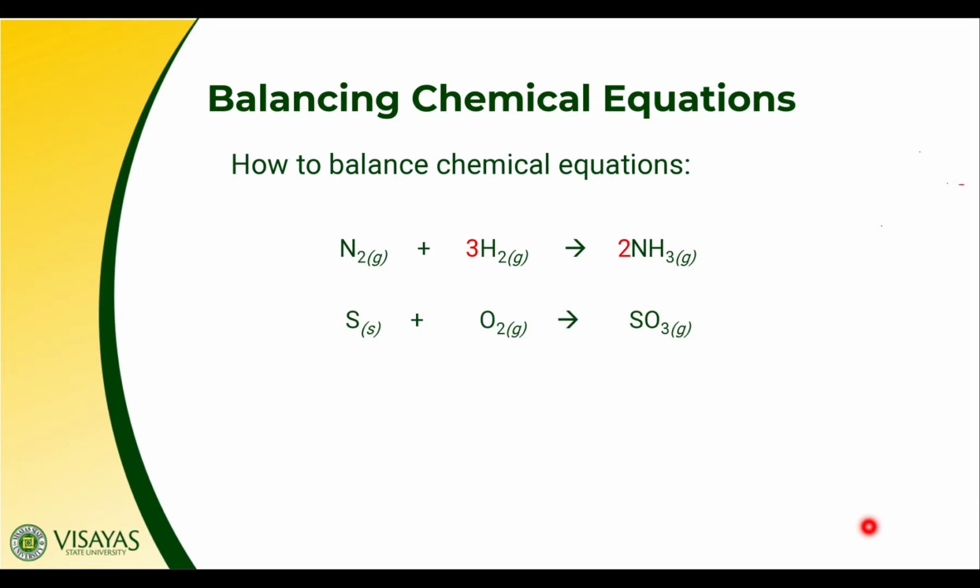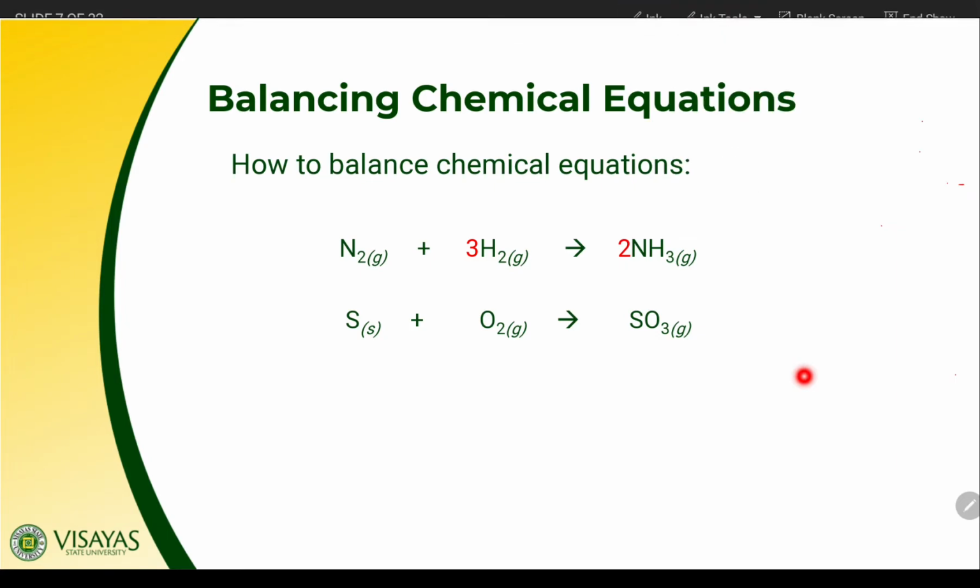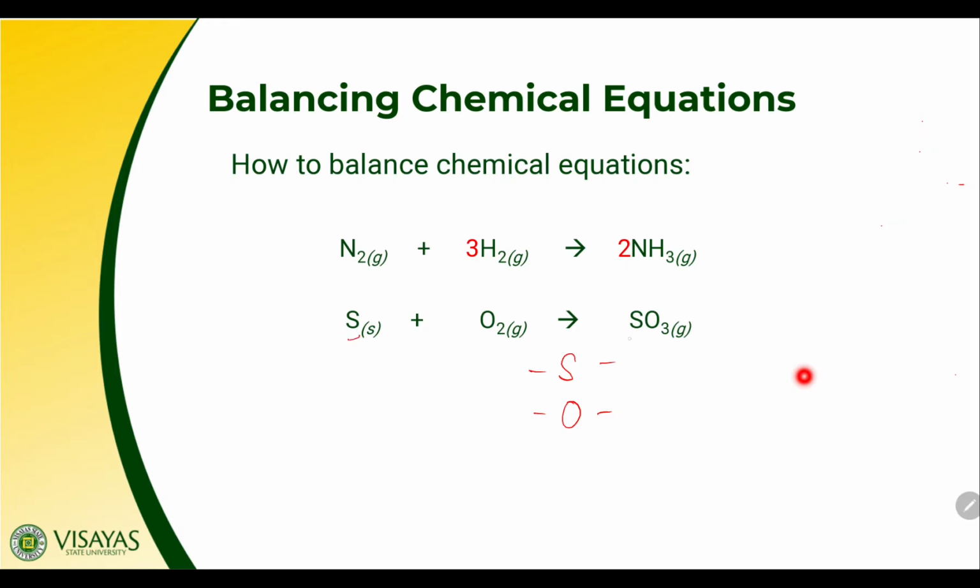Another example, we have sulfur reacted with oxygen to form sulfur trioxide. So in this equation, we have sulfur and oxygen atoms. On the left side of the equation, we only have 1 sulfur atom. Same with the sulfur atom on the right side of the equation. For the oxygen atom, we also have 1 on the left and 1 on the right.